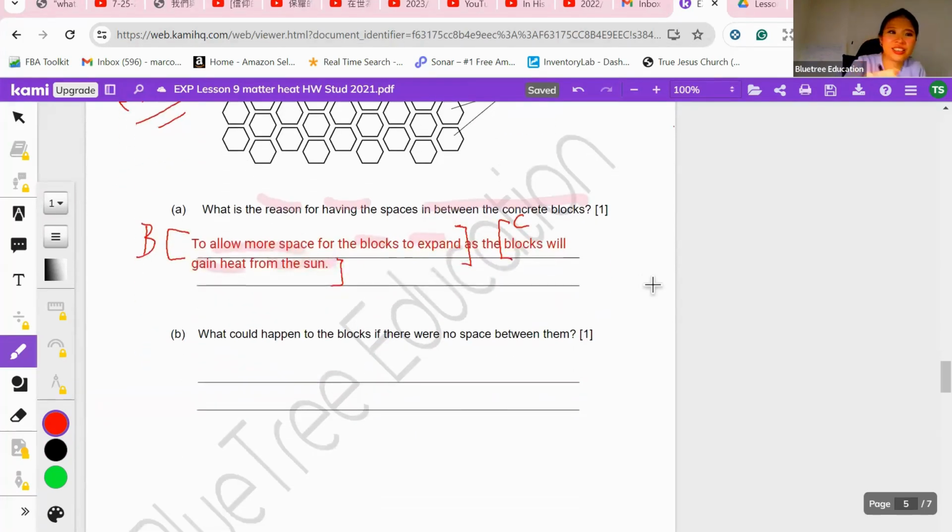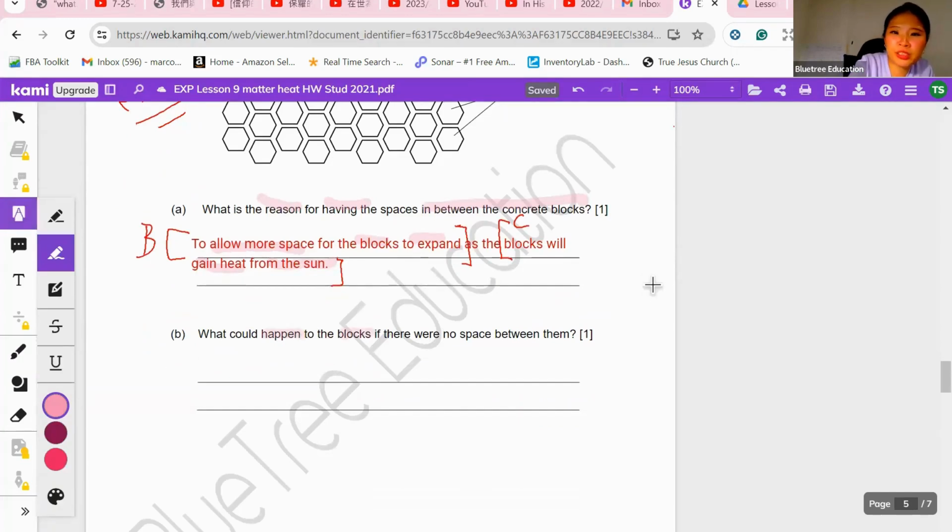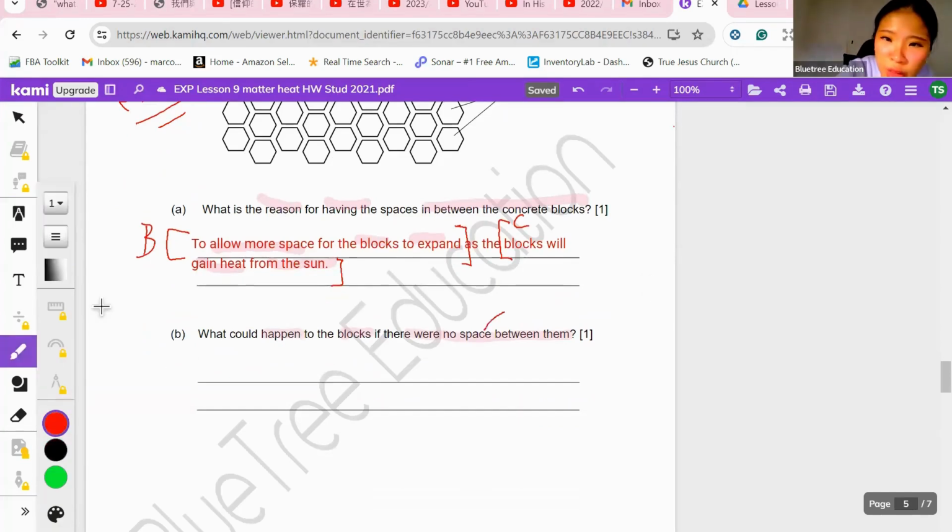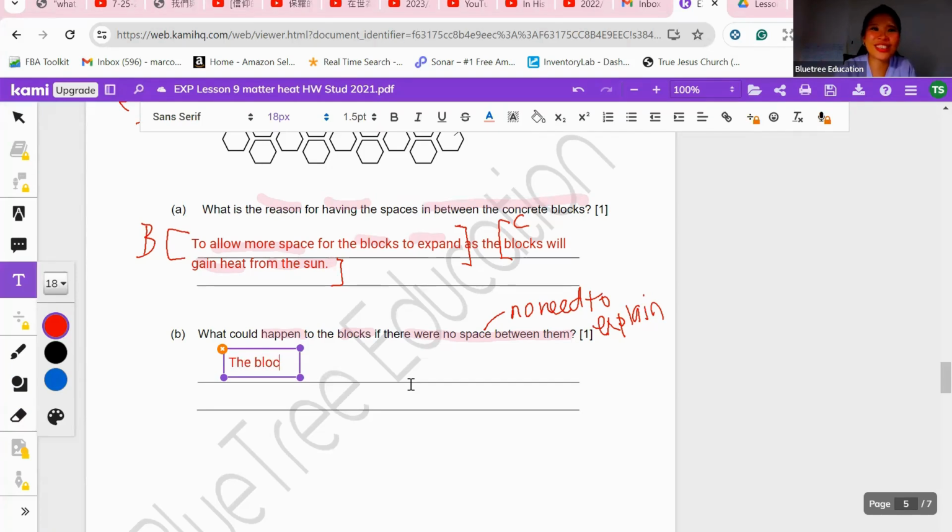Okay, next. What will happen to the blocks if there are no space between them? No need to explain. So question, if let's say this question come out and you explain, will you still get the marks? If you explain correctly, you will get still 1 mark. If you explain wrong, bye-bye, your 1 mark. Okay? Take note, they never ask you for the space, right? The blocks will crack. Okay, bye-bye.